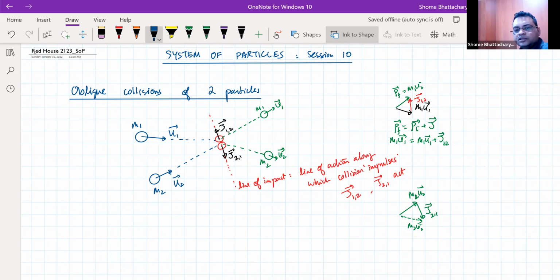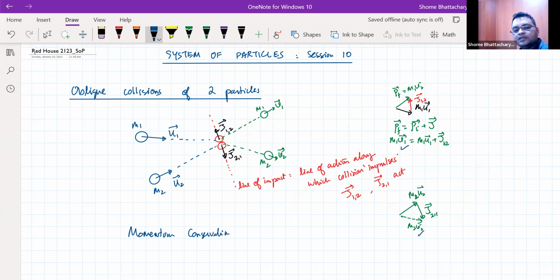Everywhere we are using this concept that final momentum is equal to initial momentum plus the collision impulse. That is what we have applied to get this final momentum and this final momentum, and at least get an idea about the direction. Of course, the value will come from calculation. So momentum conservation, which is the standard thing in all collisions.